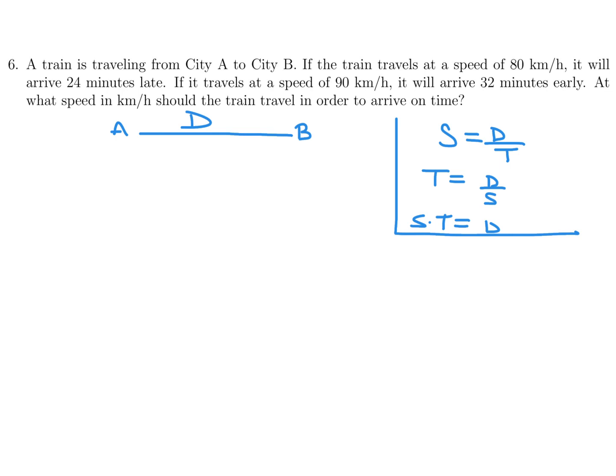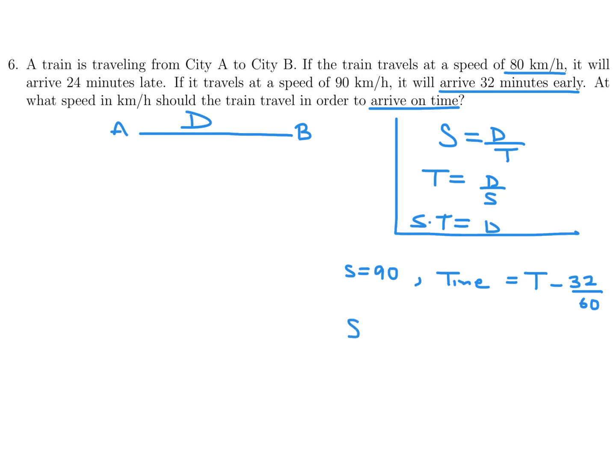Okay, so let's talk about what they told me in the question, that if the speed is 90, then the time is 32 minutes early. So let's say T is the time that the train arrives on time. So if it's 90, then it would be T plus 32. Or, sorry, hold on. Early, so it would be minus 32. And I've got to convert that to hours because the speed is in kilometers per hour, so that's why I got to put the 32 over 60.